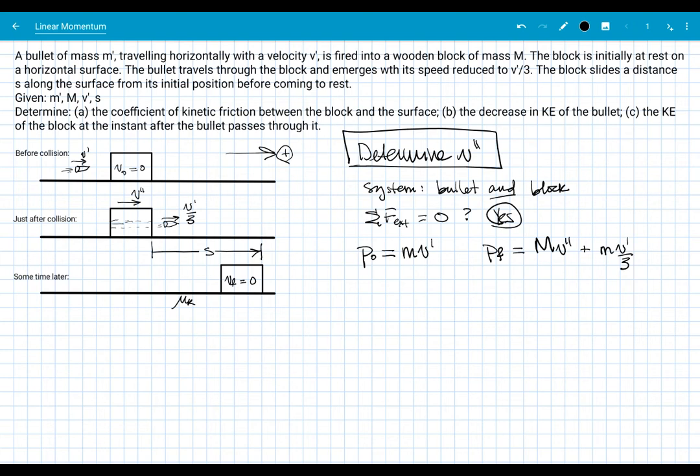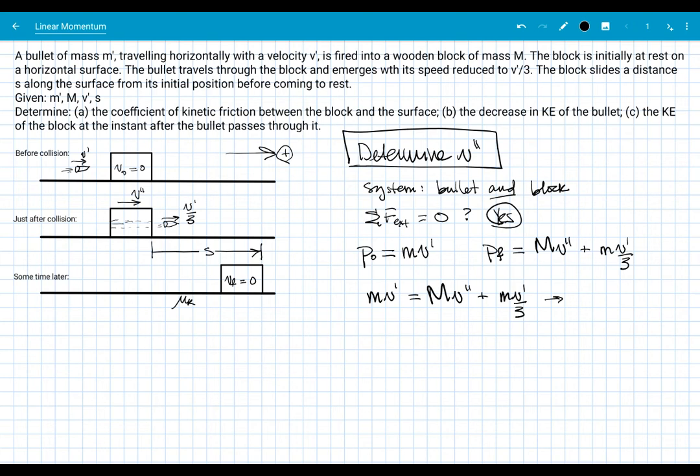So I made my arguments above why external forces, I can say that those are equal to 0. And what that means is that I can set my initial and final momenta equal to each other. So I have mv prime is equal to big M v double prime plus little m v prime over 3. All right. So that is an example of applying momentum analysis.